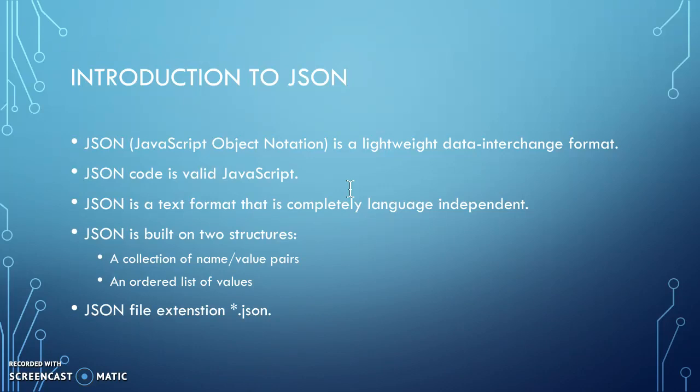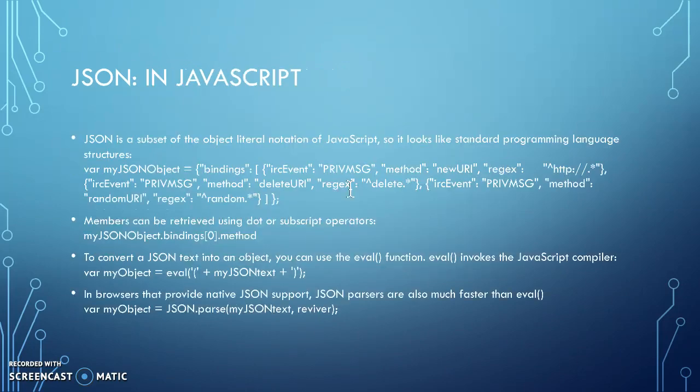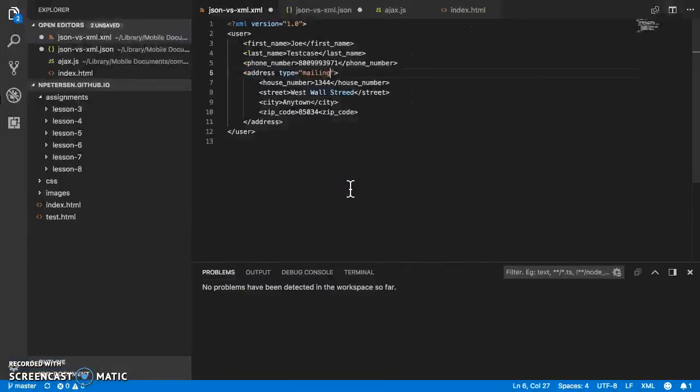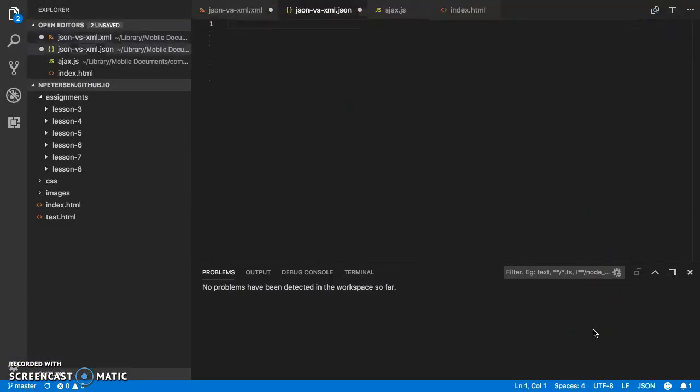And JSON is built on two structures: a collection of name-value pairs or an ordered list of values. And with the JSON file, you have a file extension of .json. And so that makes it really handy to have its own file format, just like XML. And so we'll go to our editor again and see if we can make a quick example of a JSON file.